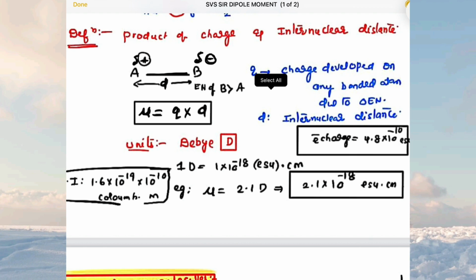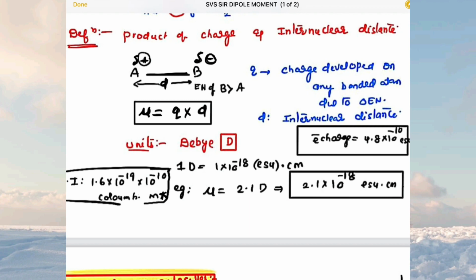Q into d. What is Q? Charge developed on any bonded atom due to difference in electronegativity. What is d? Internuclear distance, the distance between two bonded atoms. What are the units? The units are very, very important. Units are coulomb per debye. The SI units are very, very important. SI units are coulomb meter.